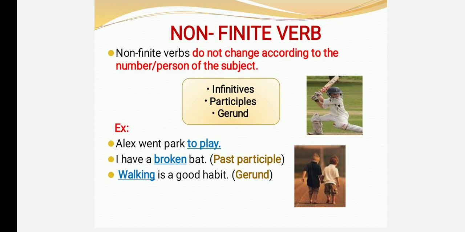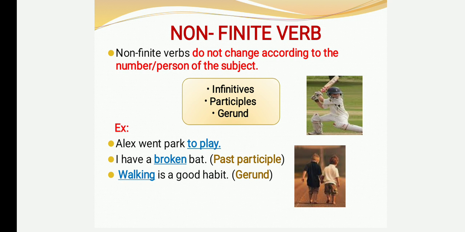So let us see an example. Alex went to the park to play. So most of the children used to go to the park to play. So in "to play", the verb play is followed by the preposition "to", and it became an infinitive.